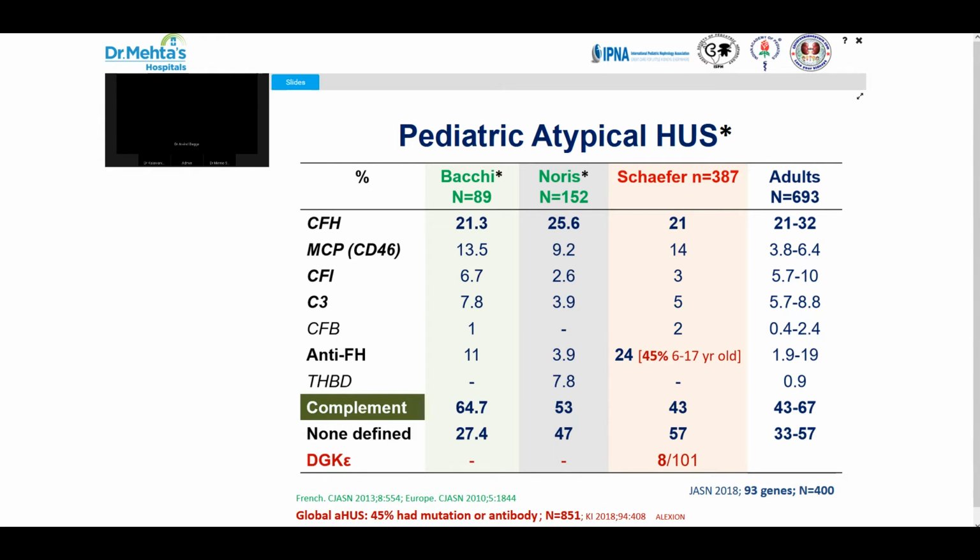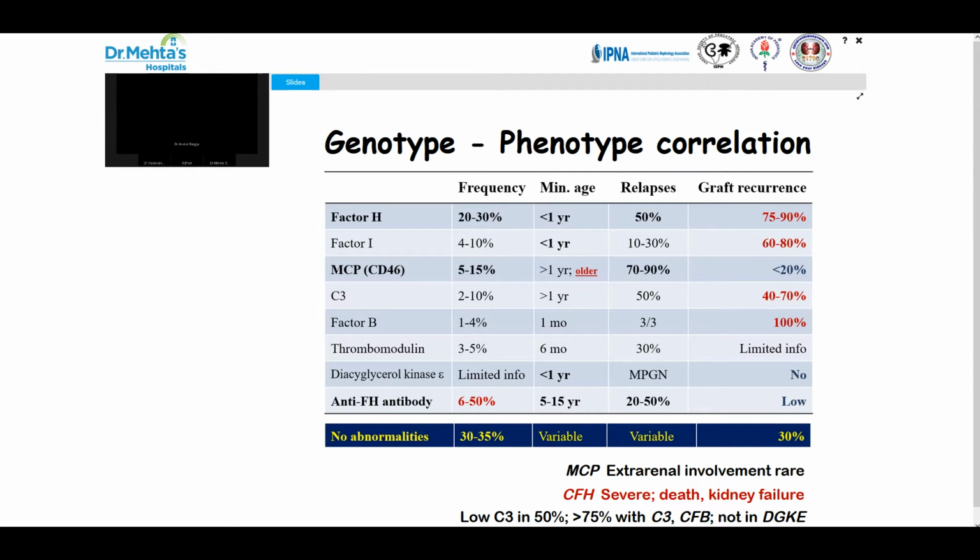Apart from the standard ones, there is a reasonable genotype-phenotype correlation, and one can usually at least have an educated guess as to the likely cause. You still need to do genetics though, but if you have very young children, one would think about factor H, factor I, factor B, etc. In older children, particularly between 5 to 15 years, one would suspect antifactor H autoantibodies. If you have DGKE, diacylglycerol kinase epsilon mutations, you may get an MPGN-like lesion, but typically in kids who are below 2 years of age.